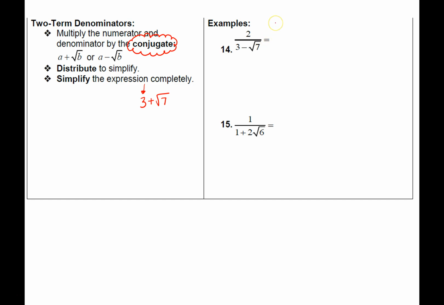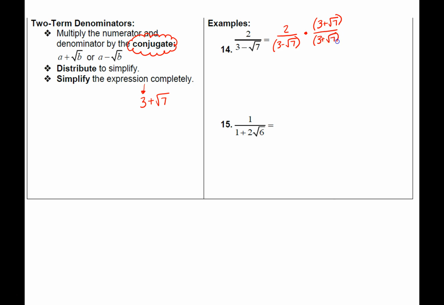So let's look at why that's helpful to us. If we have 2 over 3 minus the square root of 7, and I'm going to put that in parentheses because I'm about to do some distributing, and I multiply it on top and bottom by the conjugate, 3 plus the square root of 7.